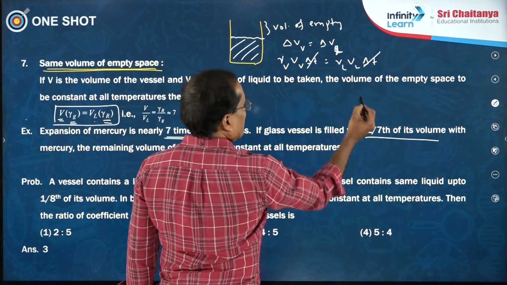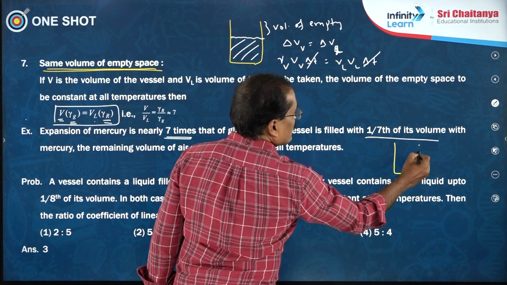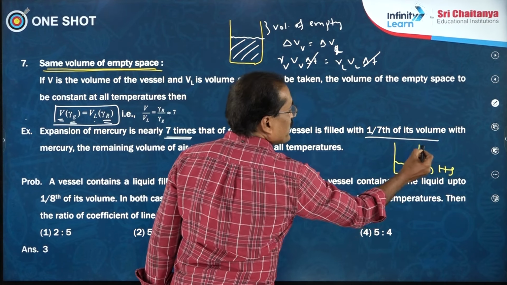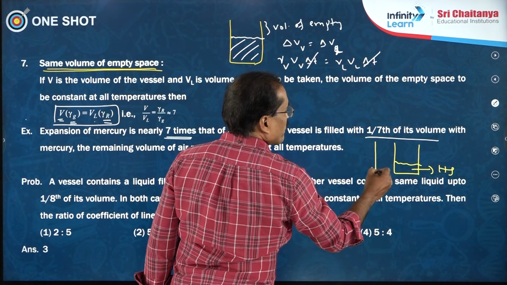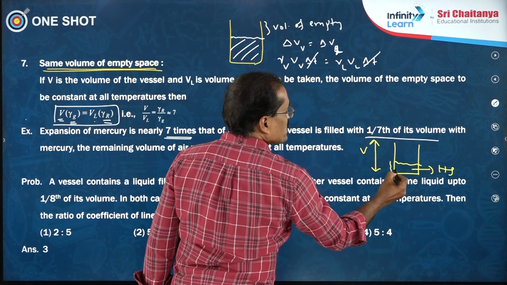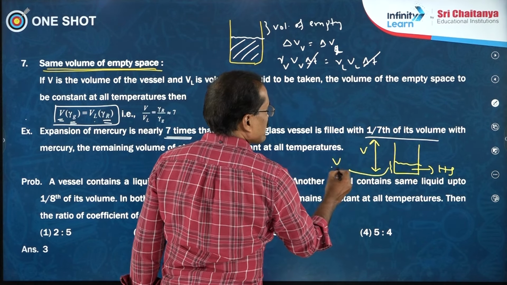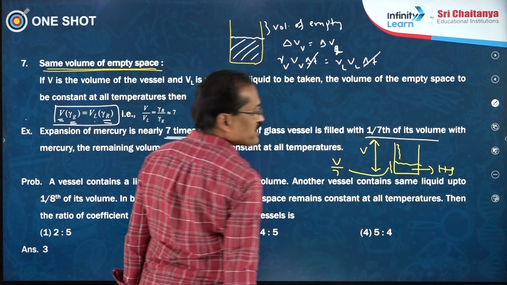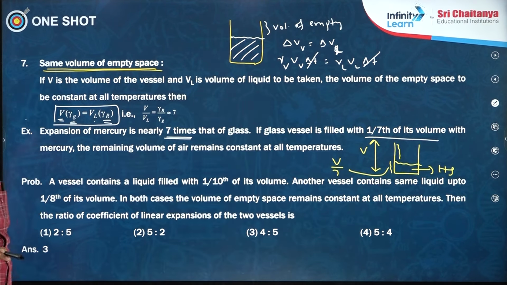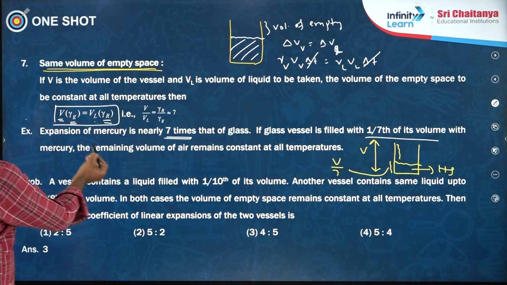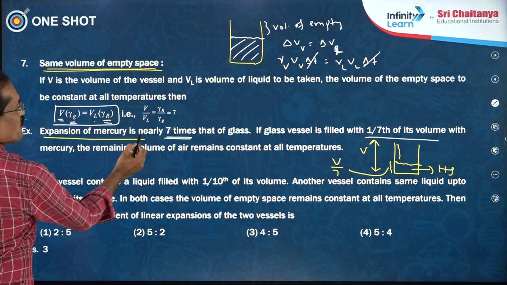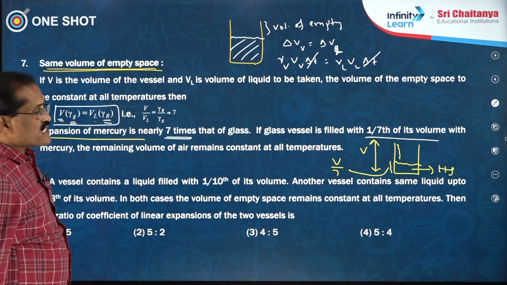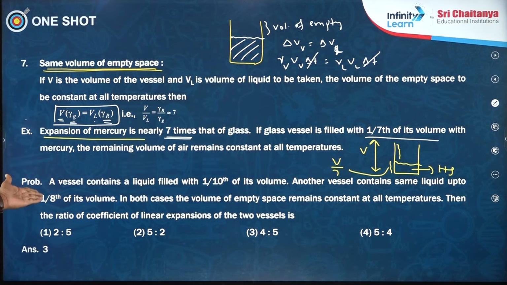See, you take this vessel, which contains liquid mercury, and the total volume is equal to V. This volume is equal to V by 7. Then what happens here, if it is mercury? Definitely the volume of the empty space remains constant in the case of mercury, because it is clearly mentioned that the expansion coefficient of mercury is 7 times that of this. Then the volume of empty space remains constant, and this is also based on that question.